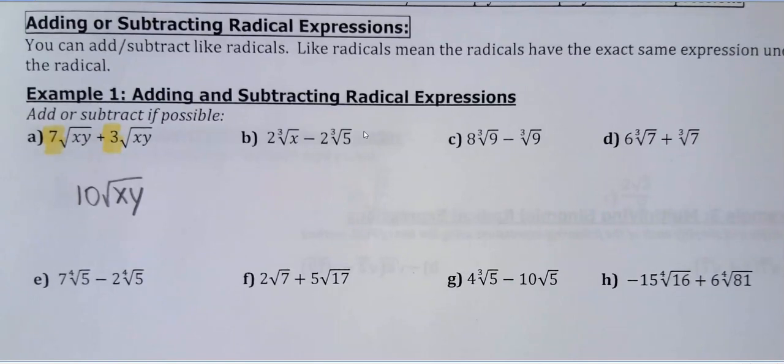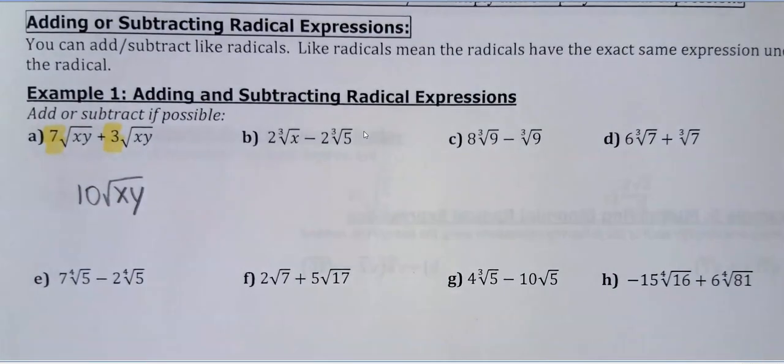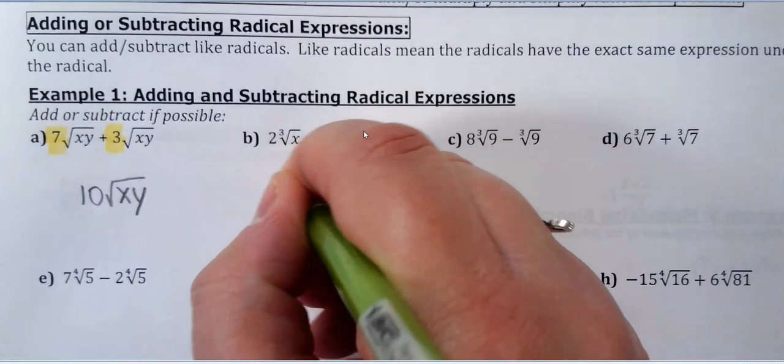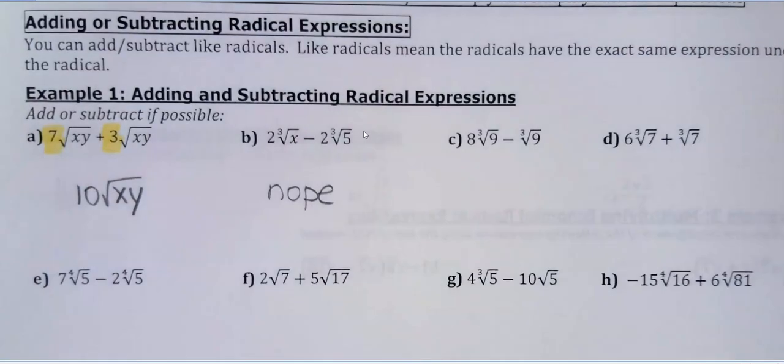That's it. What about if I did 2 cube roots of x minus 2 cube roots of 5? What would you put here? Nope, can't do this, exactly. They are not like radicals. X and 5 are different, so they're not like radicals. That's as simplified as that could get. You can't add those together.